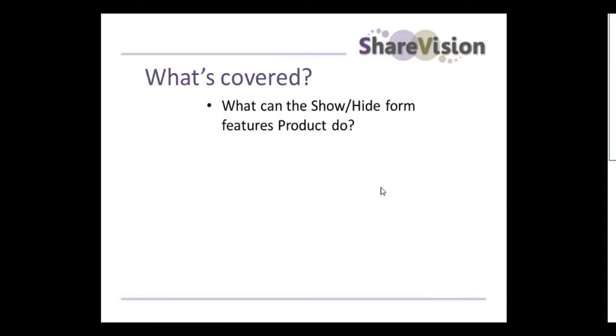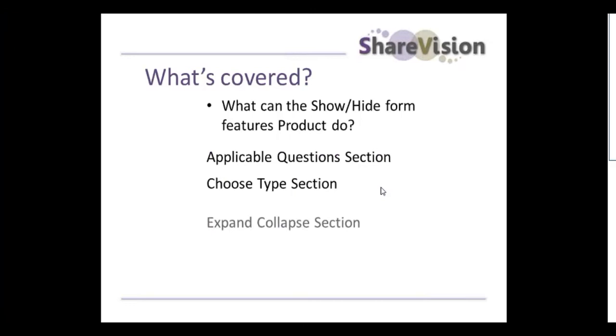There are three major ways that we can use this Show Hide Form Features product. The first one is called the Applicable Questions section. The second is a Choose Type section. And the final one is an Expand and Collapse section. You'll be an expert at what the differences are between these when you're done. Let's get started.